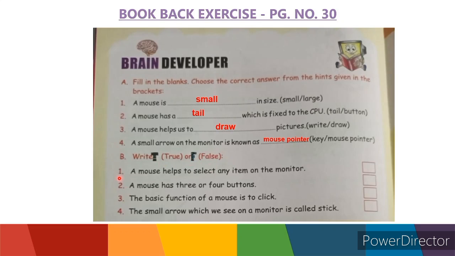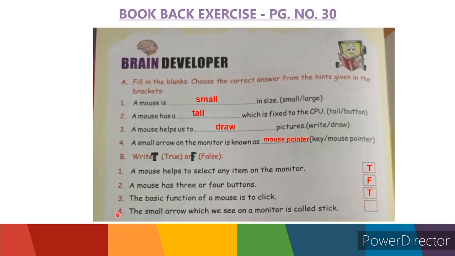Okay. What's the first question? A mouse helps to select any item on the monitor. Yes. So it is used to select items. So it is true. Second one, a mouse has 3 or 4 buttons. How many buttons will be there on a mouse? 2 or 3 buttons, not 3 or 4 buttons. Okay. So here this is a false statement. Then third one, the basic function of a mouse is to click. Yes. Okay. By click only we can do any action in mouse. So this is true. Okay dear.